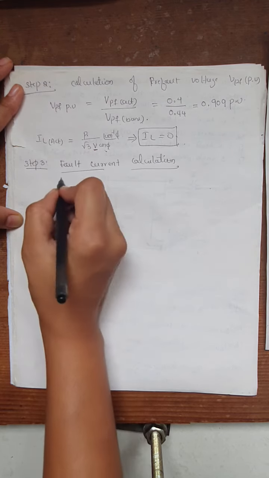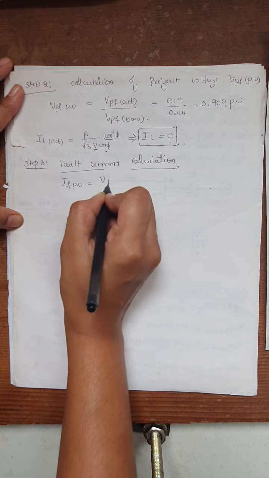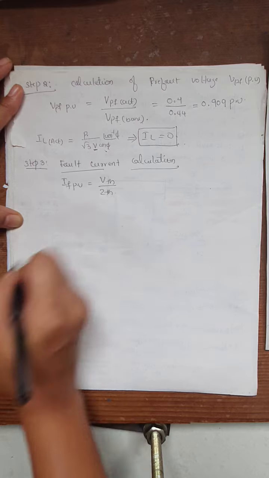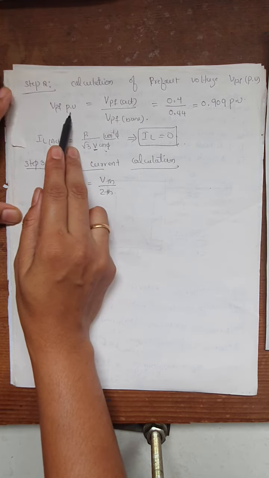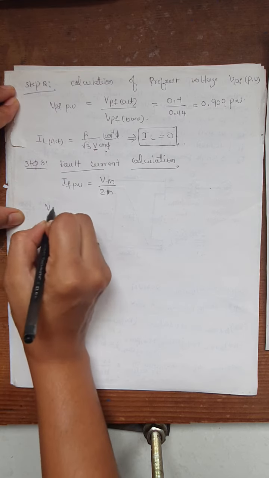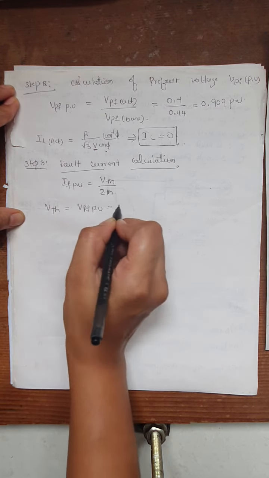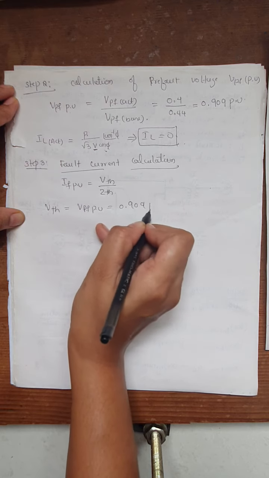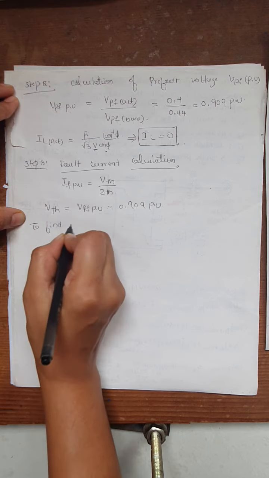In this fault current calculation, we know the formula IF per unit is equal to VTH by ZTH. VTH is nothing but the V pre-fault value we calculated in the previous step. So directly we can write VTH equal to VPF in per unit, that value is 0.909 per unit. Next is to find the ZTH value.